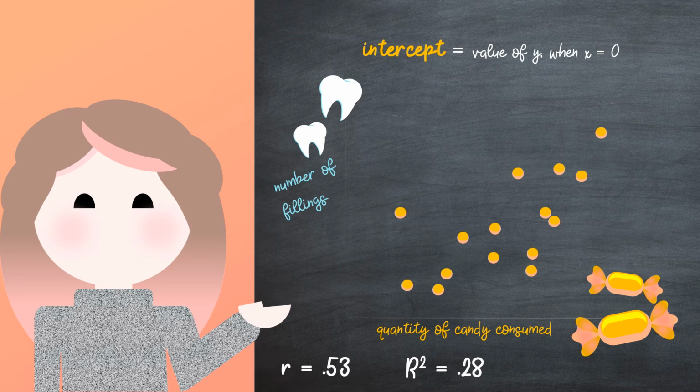One last value to consider is our intercept or constant. This is the value of Y, or number of fillings, when X, or in this case candy consumption, equals 0. So let's draw an imaginary line of best fit. So if our intercept is 1, it would tell us that you would expect a person who consumes no candy to have 1 filling.